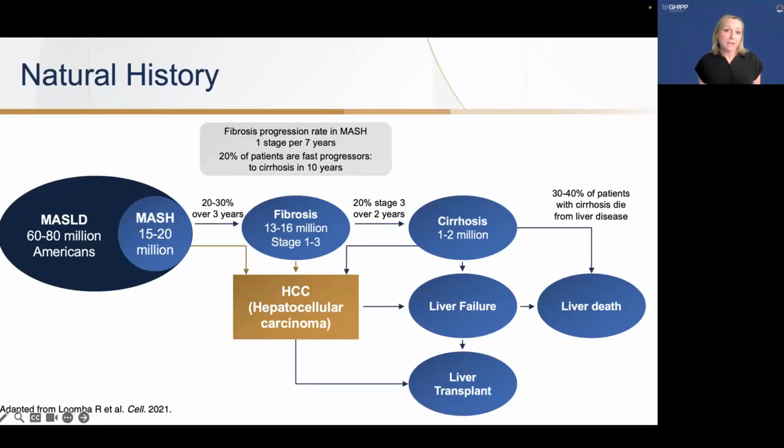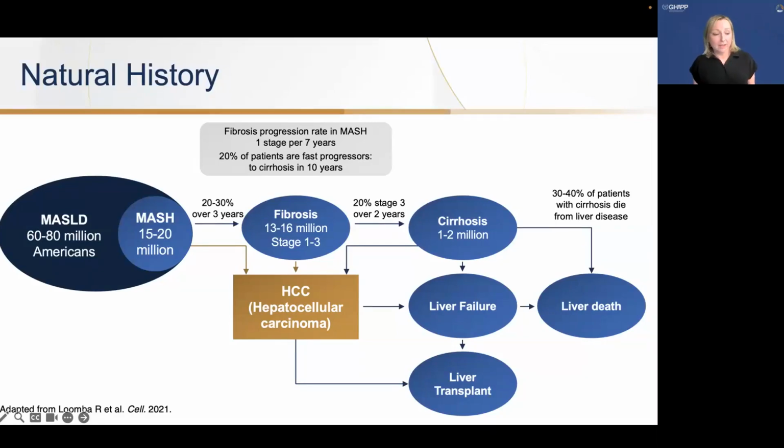Fibrosis progression in MASH is typically quite slow. It usually progresses one stage per 7 years. But in about 20% of patients with MASH, we do see a more rapid progression, and they can progress to cirrhosis in 10 years. MASH itself has a slight increased risk of hepatocellular carcinoma, or primary liver cancer.